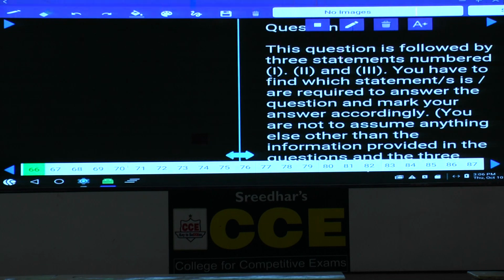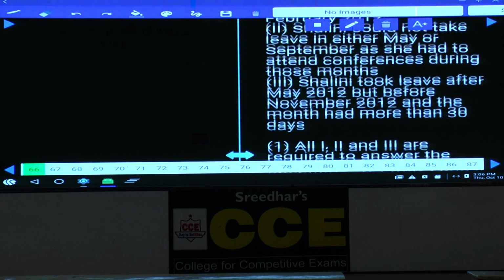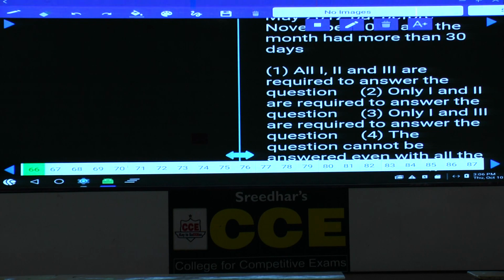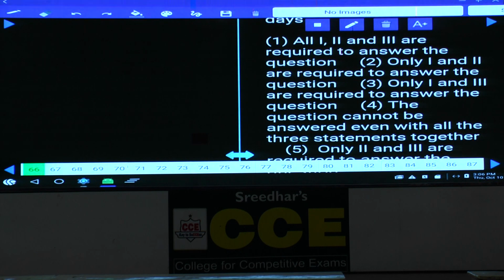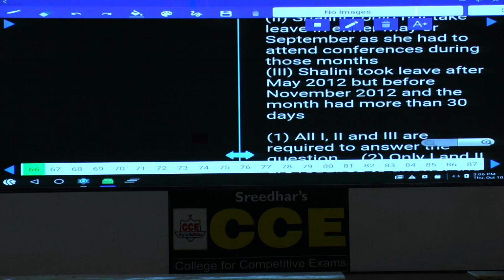Now in question number 66, what is the information we have? In which month of the year 2012 did Shalini take leave from the office? In order to identify this, we need to identify which statement is sufficient. Choice 1 is only 1 and 2, choice 3 is only 1 and 3, cannot be answered, and only 2 and 3. Individual statements were not enough, hence we need to take a combination of two statements.